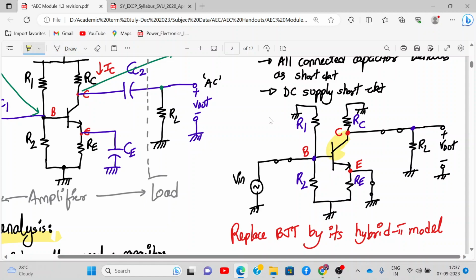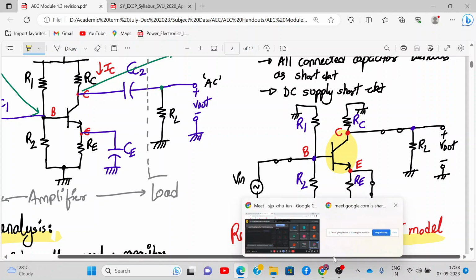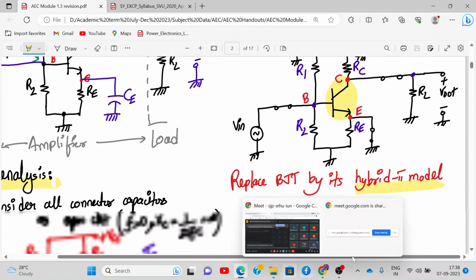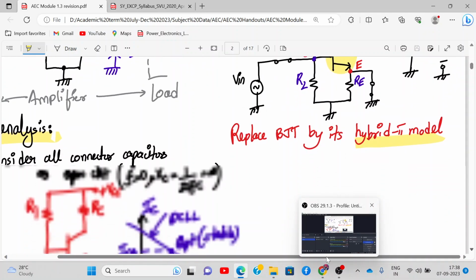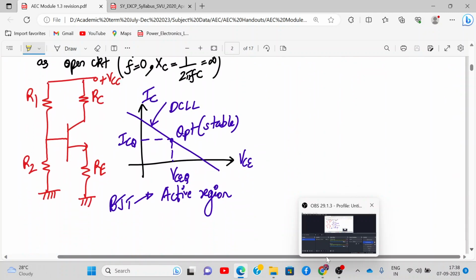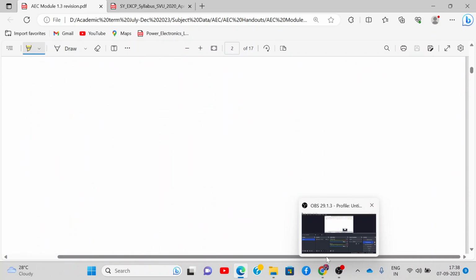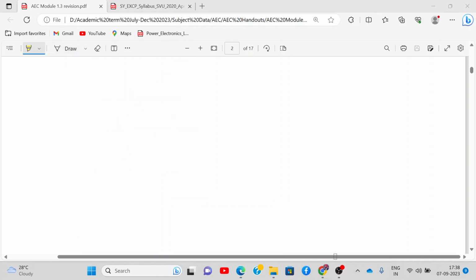We'll be replacing this transistor now. We cannot proceed with this transistor further because it's non-linear. What is the small signal hybrid pi model? It is the linearized version of this non-linear BJT, so that we can analyze the circuit further. So let's do that. Let me draw it over here. First I'll draw only the hybrid pi model. How does the hybrid pi model look?